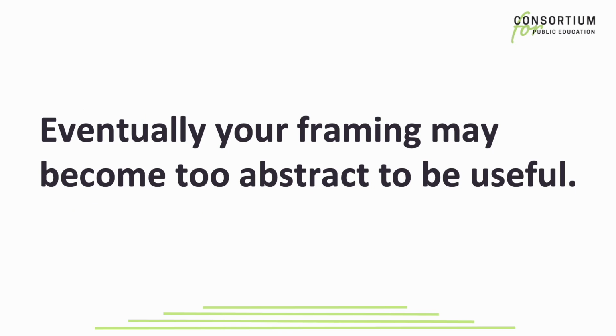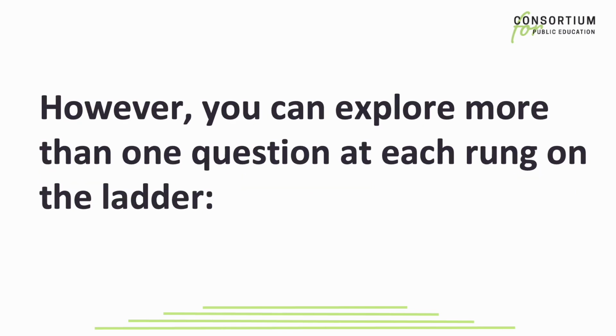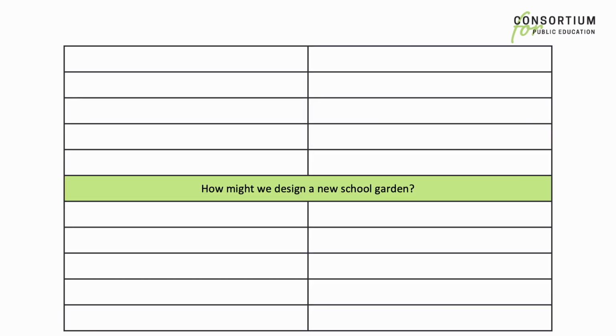Eventually, your framing may become too abstract to be useful. However, you can explore more than one question at each rung on the ladder. So if we return to our abstraction ladder and our original question, we can divide it up and we can respond to questions over and over again. Why, and come up with multiple reasons at each level of abstraction. This can yield a lot of questions, but it doesn't pigeonhole you into just one question at every rung on the ladder.